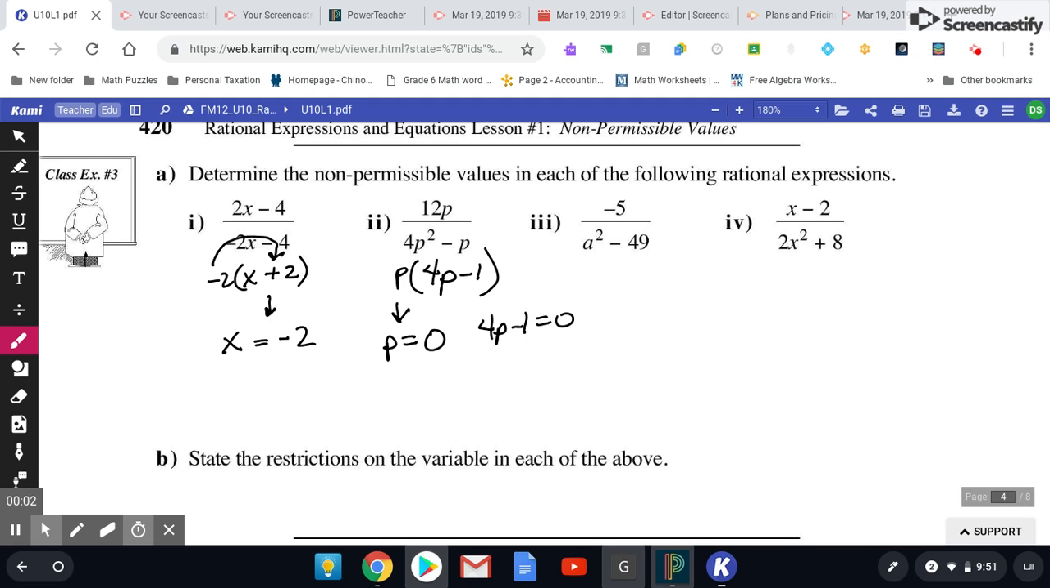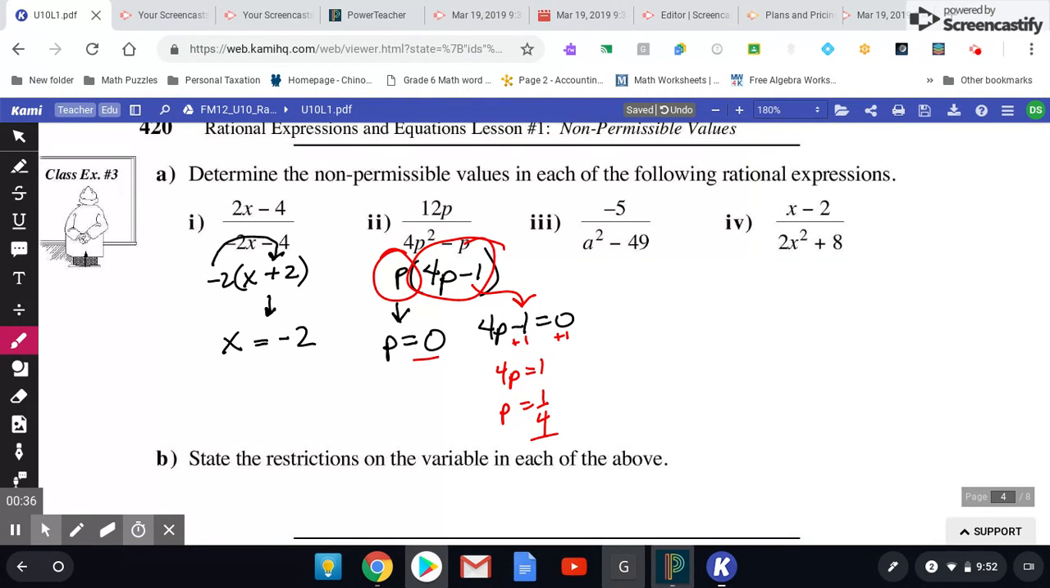Okay, sorry, we just had to pick up on example number 3. I was just showing you that this part could be 0 right here, or this part could be 0, in which case I need to finish the 4p minus 1. So I would add 1 to both sides, and 4p equals 1, so p equals a quarter. So some of this will be familiar to you from before. So these are non-permissible values for p. There's 2 of them, 0 or a quarter.